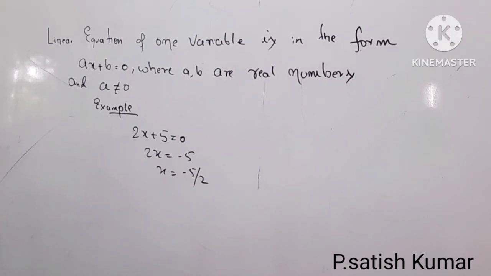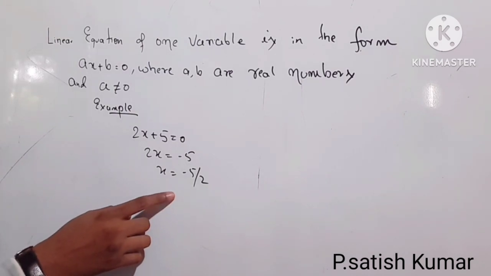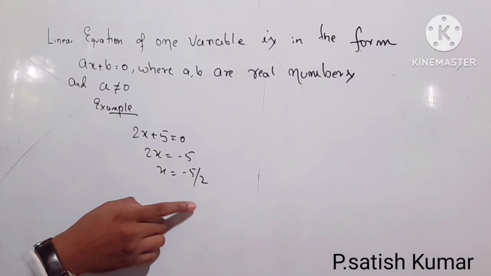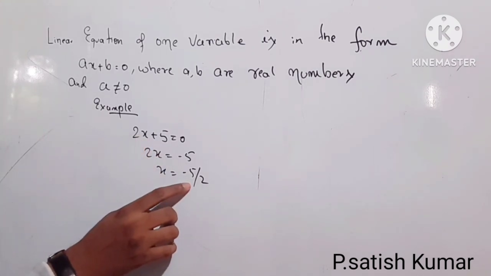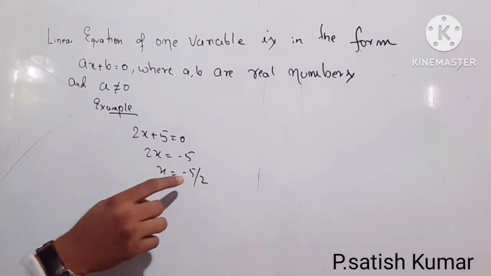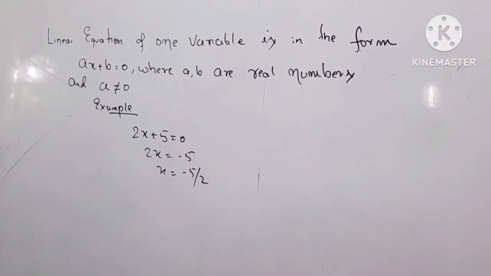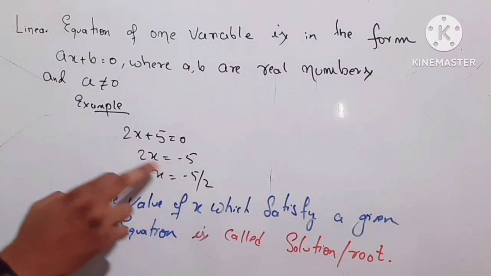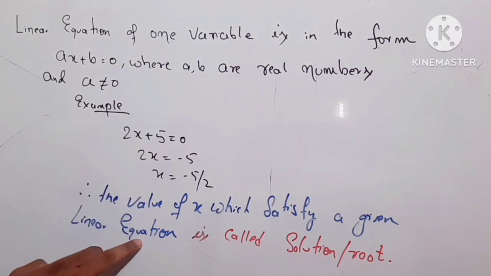So it means the x value is minus 5 by 2, or we can say that minus 5 by 2 is the solution of this equation, or the root of this equation. What I am trying to say is that x satisfies the given condition. The value of x which satisfies the given linear equation is a solution.